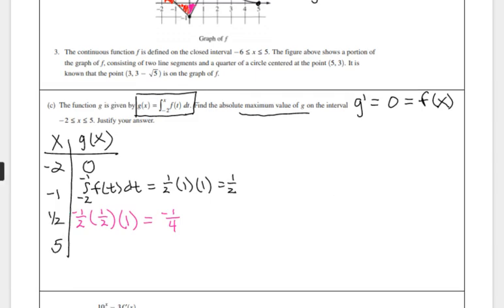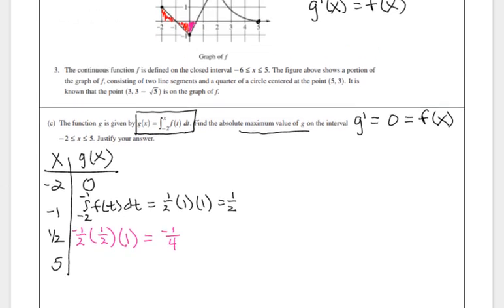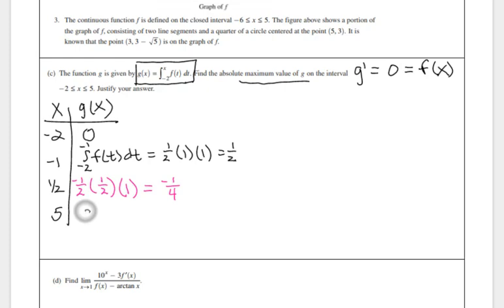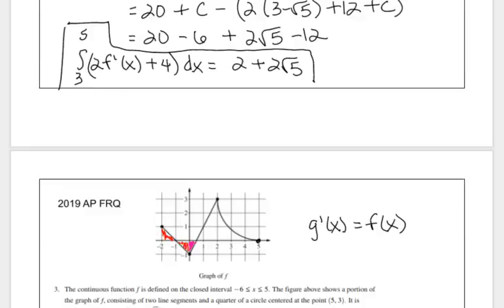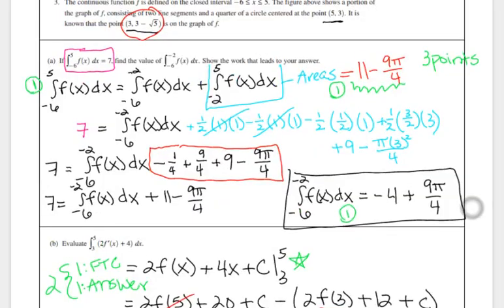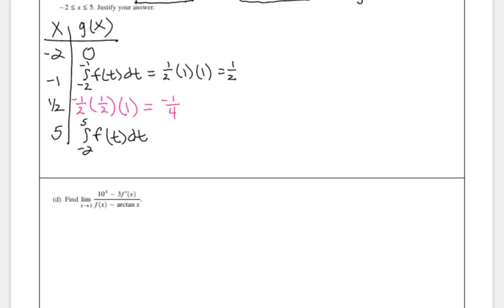Okay, and then 5. So this is the integral from -2 to 5. Oops, I wrote f. I was getting ahead of myself there. -2 to 5 of f of t dt. And this is why I said in part A that it was important for us to write what that value was. So it was 11 minus 9 pi over 4, sorry.